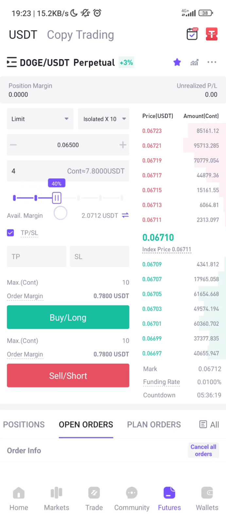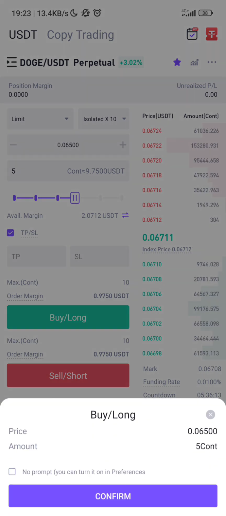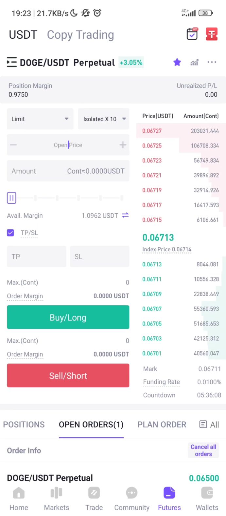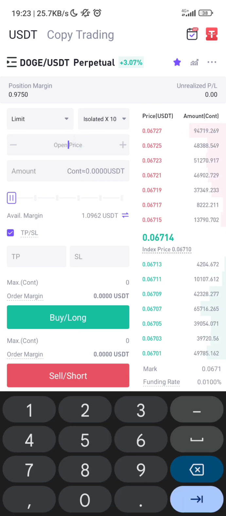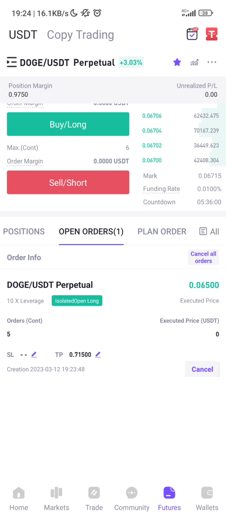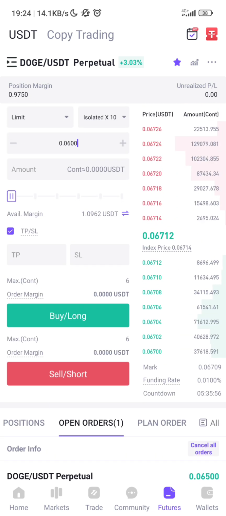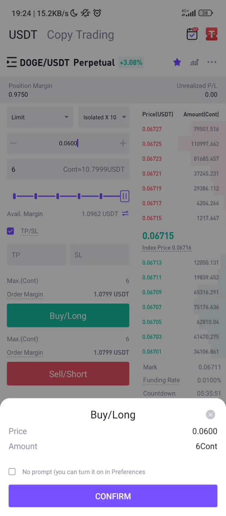So let's adjust it and use 50%. We are going to be using 50% here. So let's buy long. So you can see the open order. Let's buy again at another price, 0.06. Take note of this entry price. Now let's buy with the remaining 50%. Buy long.